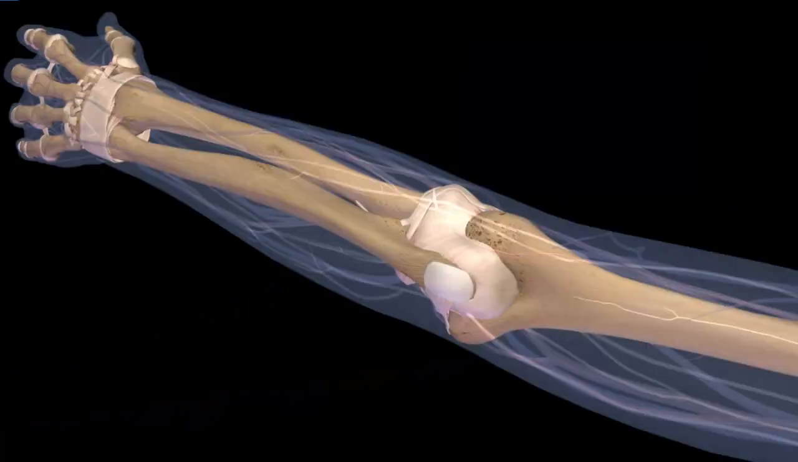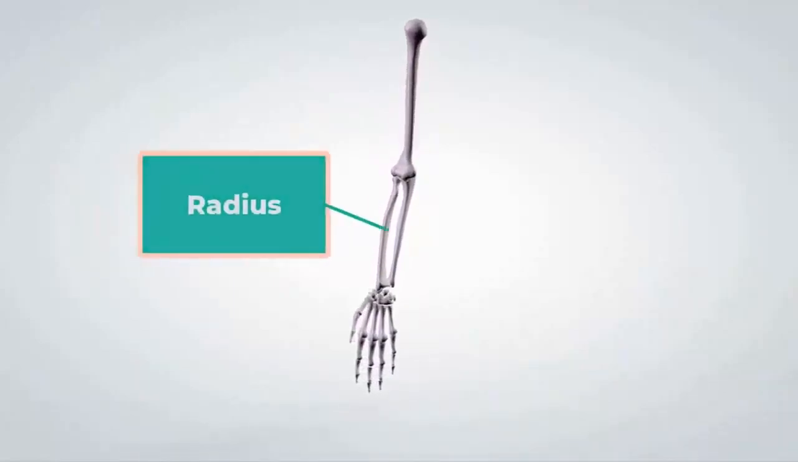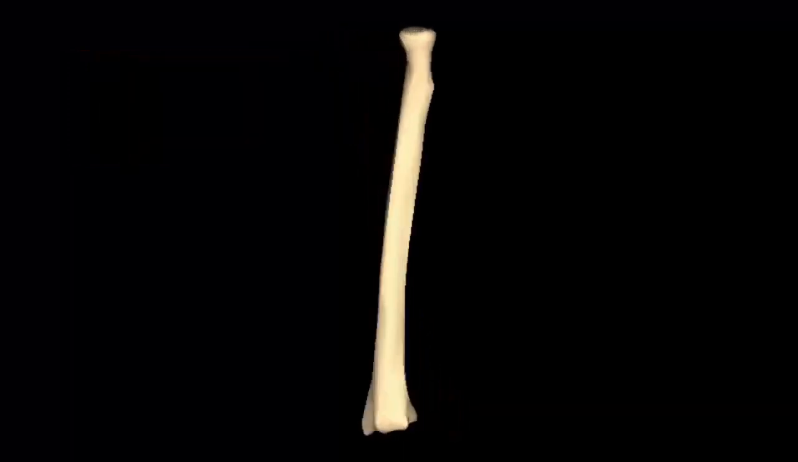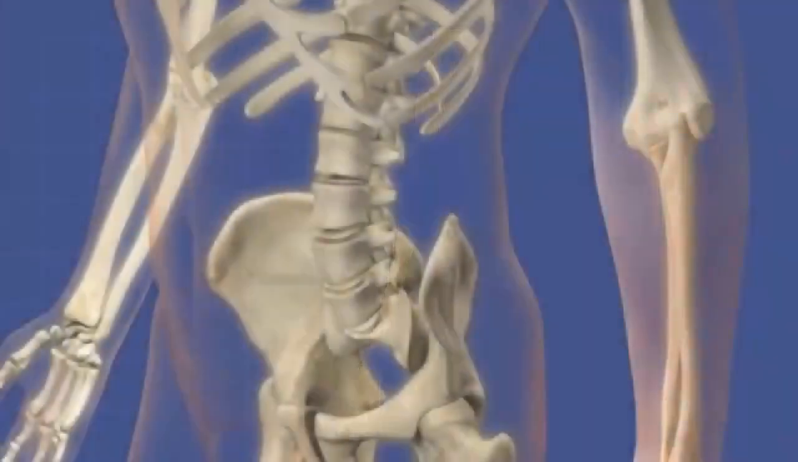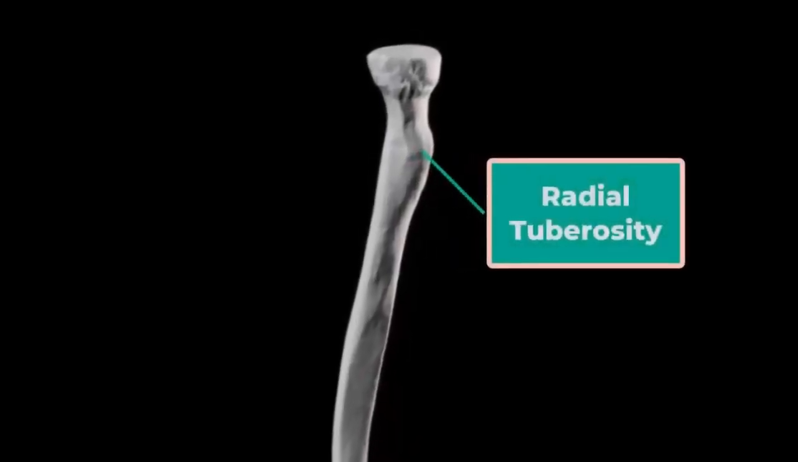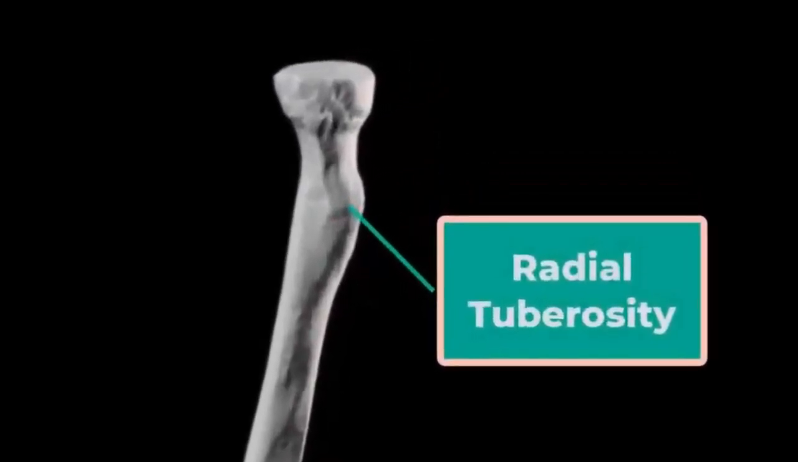The posterior and superior portions of the proximal ulna make up the olecranon process, which forms the bony tip of the elbow. The radius runs parallel to the ulna on the lateral side of the forearm. The head of the radius is a disc-shaped structure that forms the proximal end. On the medial side is the radial tuberosity, which is an oval-shaped bony protuberance that serves as muscle attachment points.